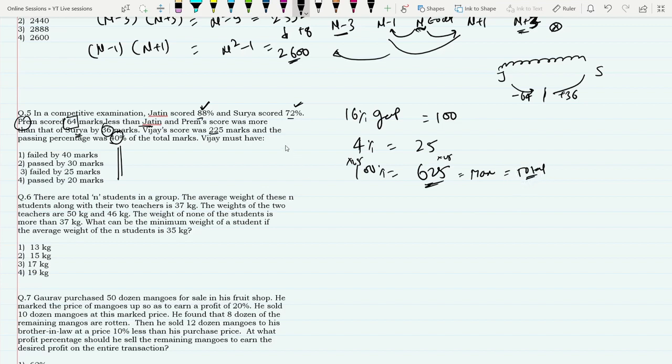So how much has Vijay scored? 225. What is the passing mark? 40%. What is 40%? 40% is 2 by 5. 2 by 5 of what? 625. Cancel, cancel. 125 multiply 2 is 250. 250 marks are passing. Vijay has scored 225. So he is failing the exam by 25 marks. That is how you maintain speed. That is how you solve questions.